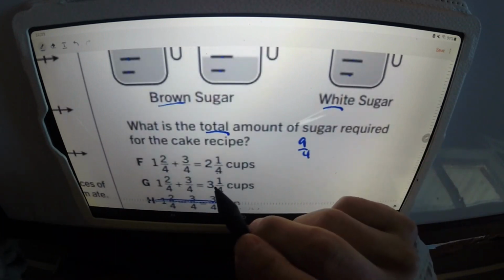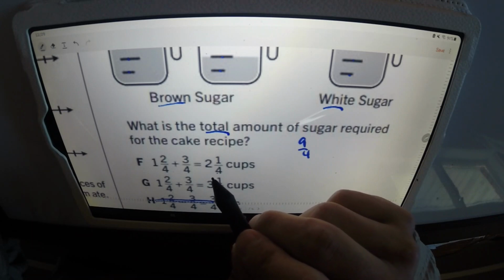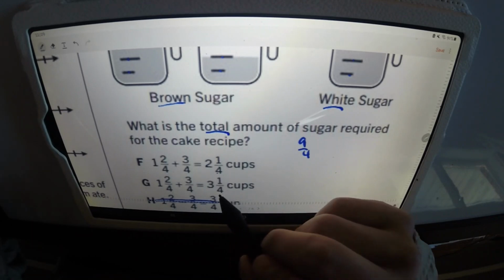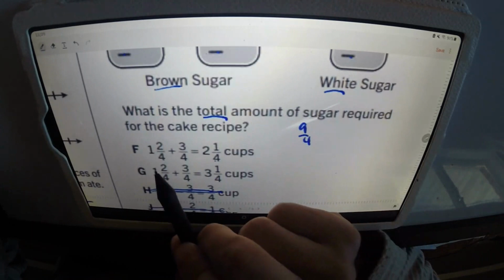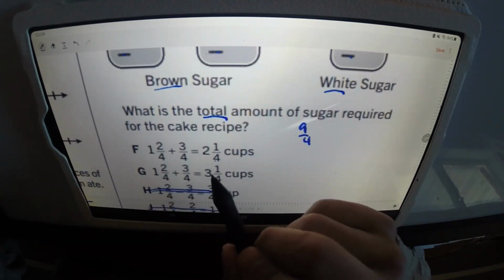We figured that out by looking at one of these two answers. We already know it's this one, but we're going to go through the problem anyway just to figure out a different way of looking at this. In order to find these are the same equations. 1 2/4 plus 3/4 equals one of these, right?